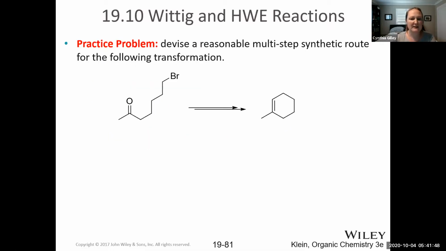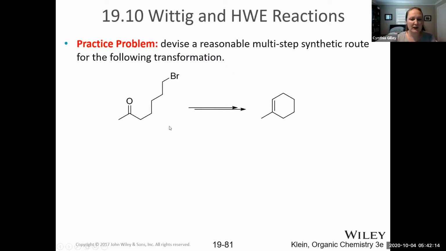Okay, let's do a practice problem where we want to think about how we might make this carbon-carbon double bond through use of a Wittig reagent. I know it says HWE, which stands for Horner-Wadsworth-Emmons. Sorry, I forgot to erase this. We are skipping Horner-Wadsworth-Emmons reactions, so just disregard that in the title.